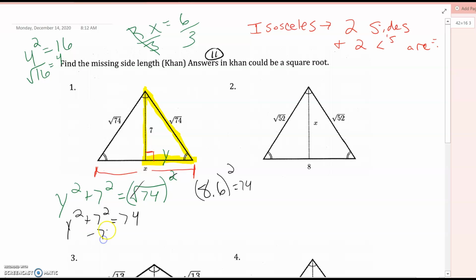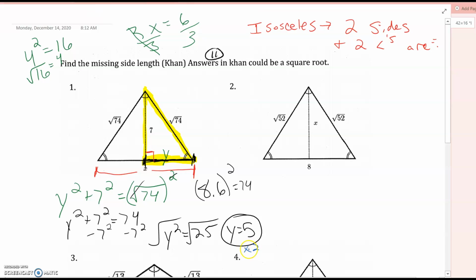So then here I'm going to subtract 7 squared. So I'd go 74 minus 7 squared gives me 25. So y squared equals 25, and then I take the square root. Okay, but that is just from here to here. So make sure in your Khan Academy, when you get that, your last step is you have to multiply that by 2. Because this is halfway, so times 2 would give you a 10 for that. So you'll have to double it.